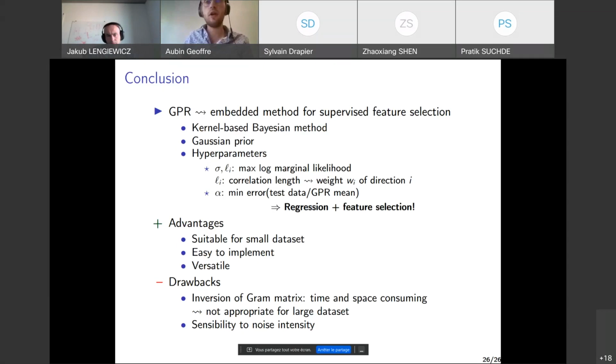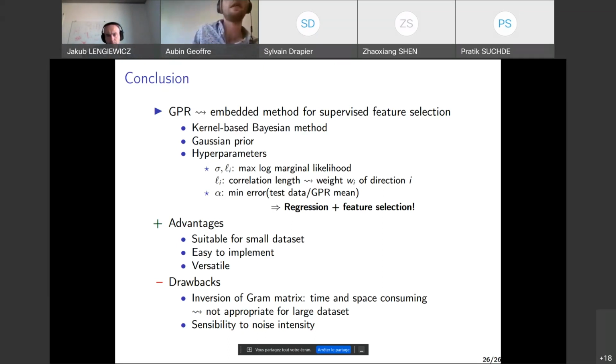But also the noise has been fitted to minimize the relative error between our test dataset and the GPR mean. So in the end, we have both a performing method for regression and feature selection. The advantages of this method are that it's really suitable for small datasets, and as you can see, the formulas are quite simple, so it is easy to implement and versatile.